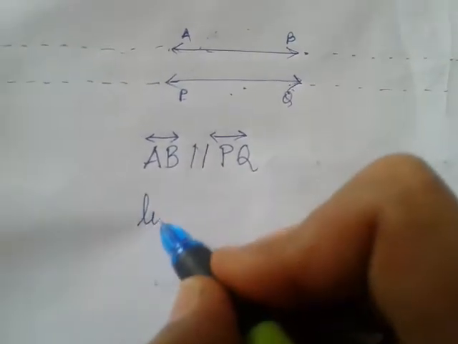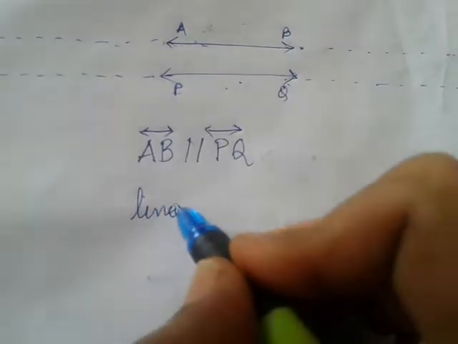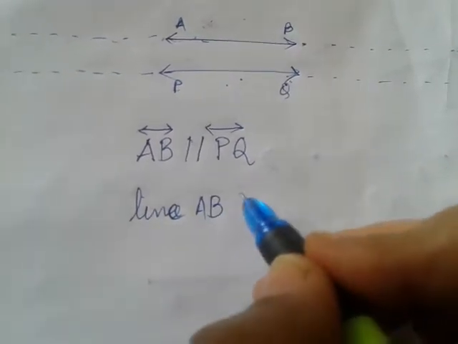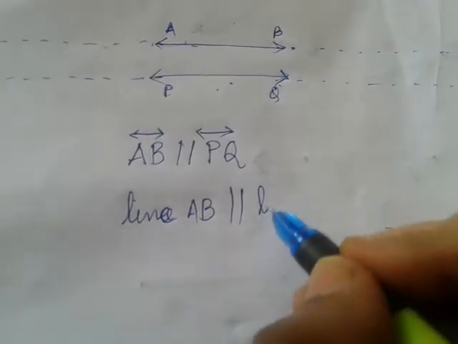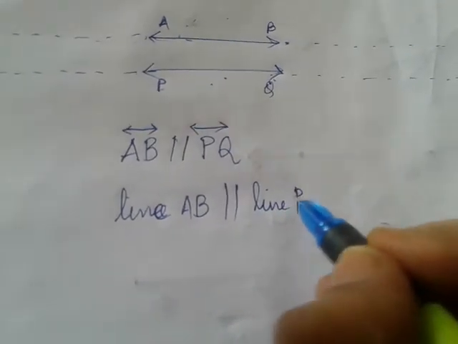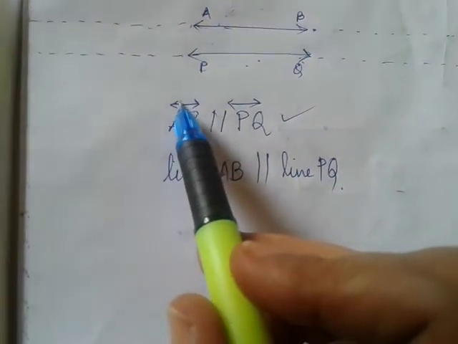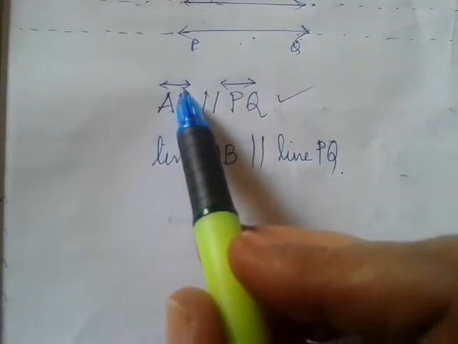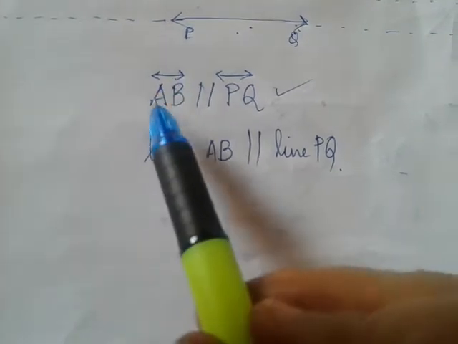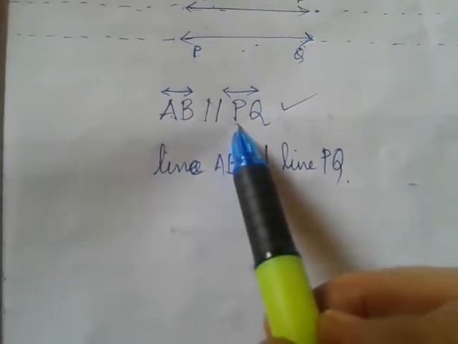Or line AB is parallel to line PQ. But this is the best one, I think. So when you write this, it shows we are talking about a line. So line AB, and how to read it: line AB is parallel to line PQ.